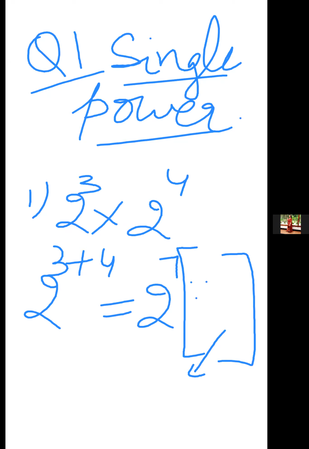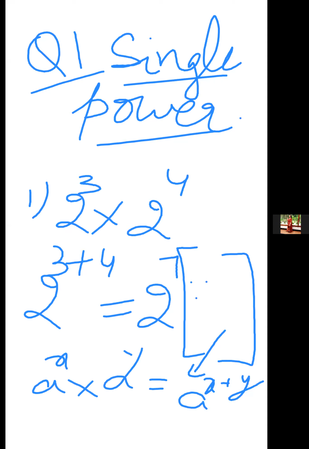Now in this bracket, you have to write the law. What you have to write? A raised to power x multiply a raised to power y, which is equal to a raised to power x plus y. This you have to write in the bracket. In every bracket, when you solve the question, you have to write the formula law in the bracket in front of the answer. Okay?